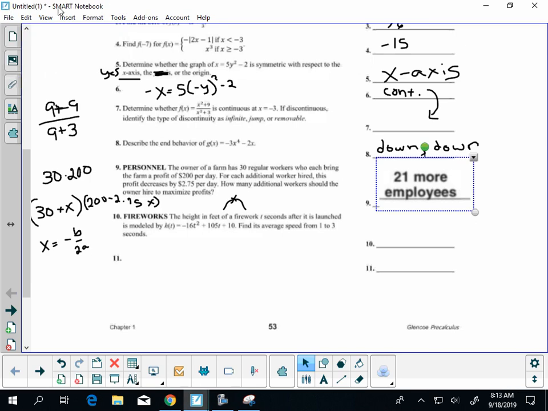So again, the maximum on that was 21. And again, you could have foiled, if you didn't have Desmos, which you would not have on a test, you'd have to foil that out and then do opposite b over 2a. And it gives you 21 point something, which would be 21 more employees. Okay?